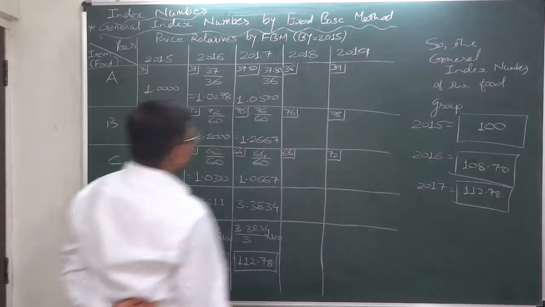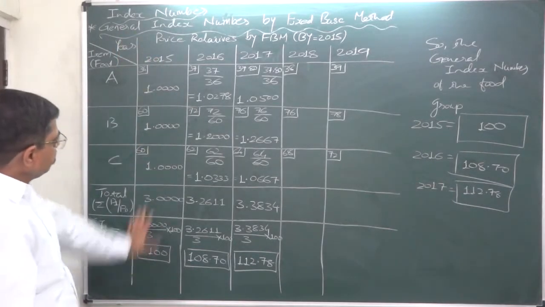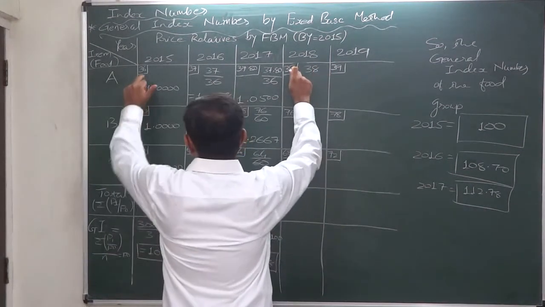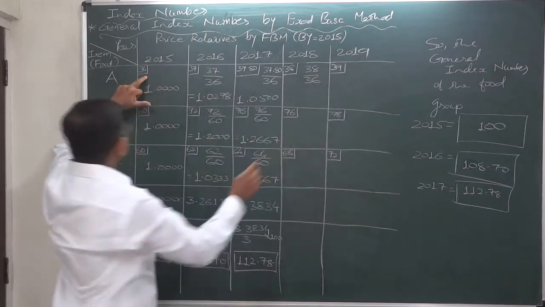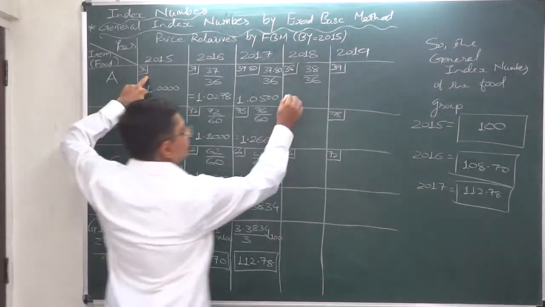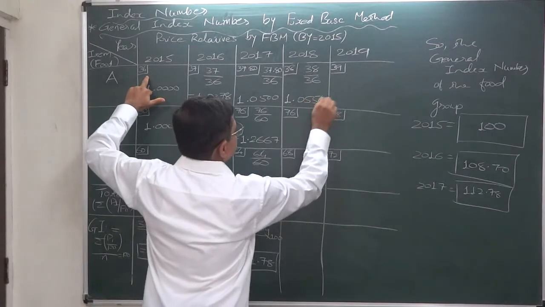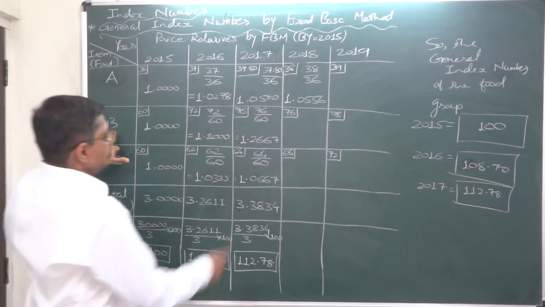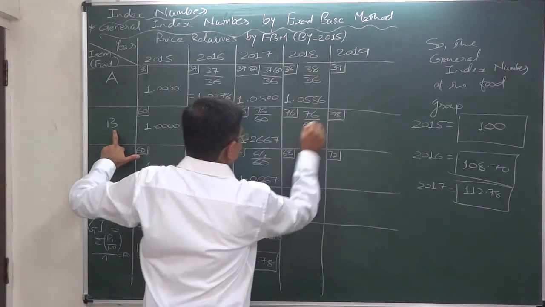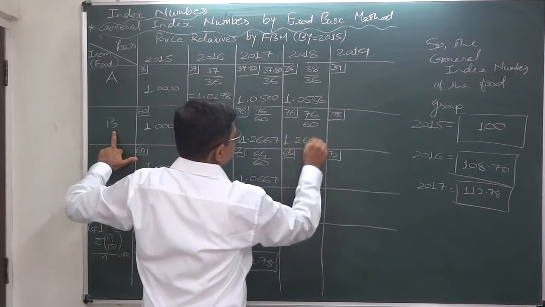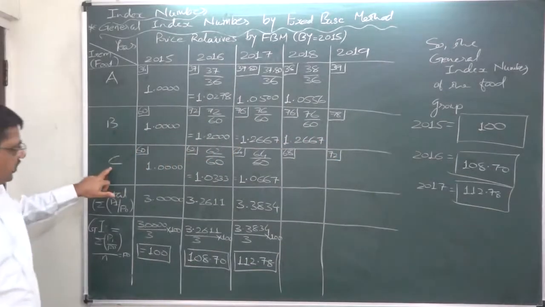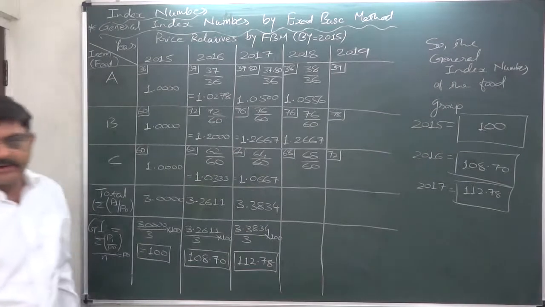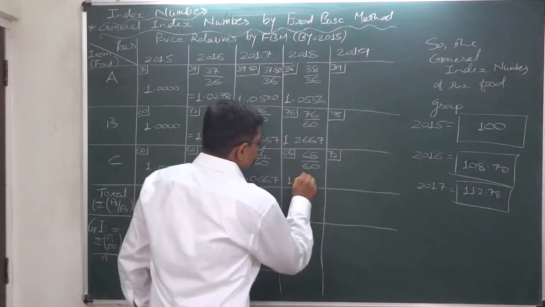For 2018, current year will be 2018, but fixed base is there, so base year remains 2015. So the price relative for A will be 38 divided by 36. 38 divided by 36 is 1.0556. Please use calculator to verify the numbers. For B it is 76 divided by 60, that remains 1.2667. For C it comes to 68 divided by 60, 68 divided by 60, 1.1333.